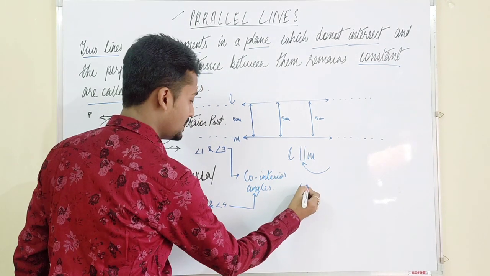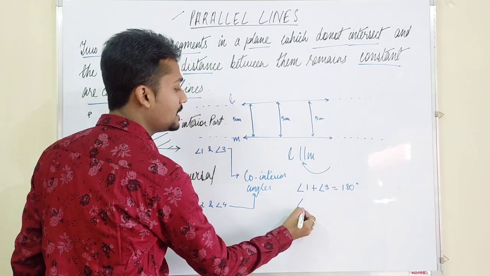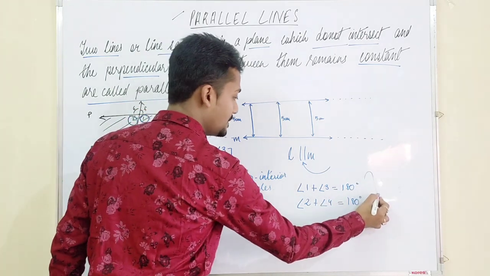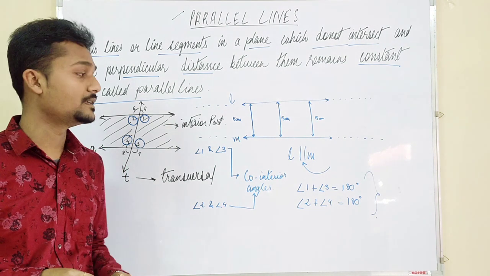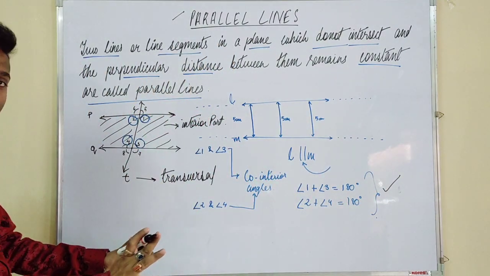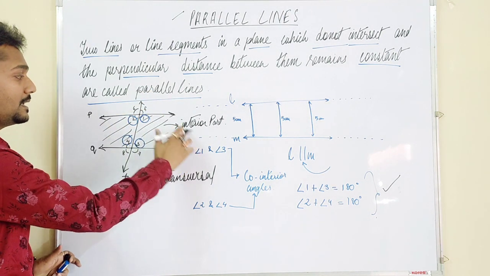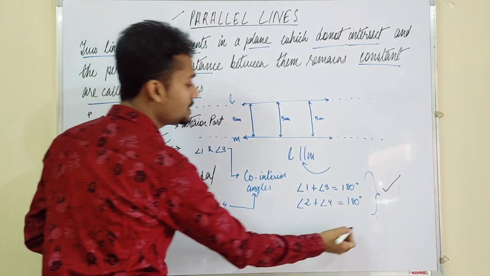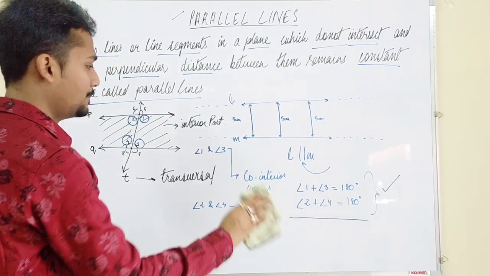And the sum of co-interior angles, angle 1 plus angle 3, is equal to 180 degree. And angle 2 plus angle 4 will be equal to 180 degree. Always remember this particular part. Sum of co-interior angles is equal to 180 degree. So we have learned about parallel lines, transversal, interior part, co-interior angles, and that the sum of co-interior angles is equal to 180 degree.